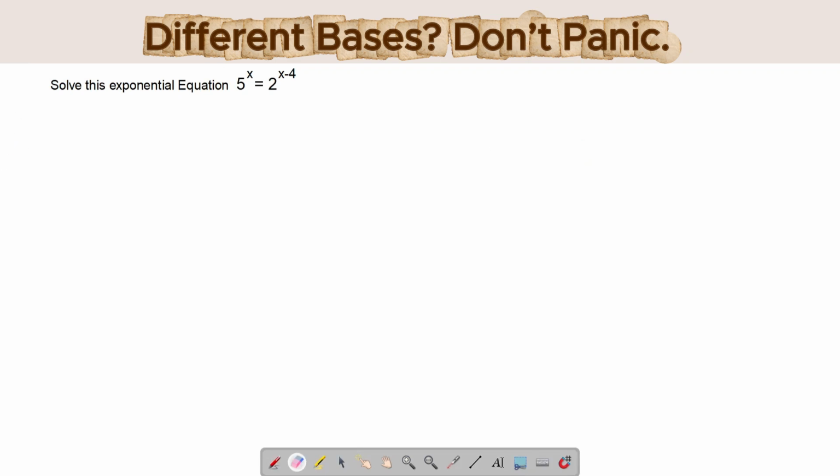Here's a question that confuses a lot of students. 5 to the power of x equals 2 to the power of x minus 4. Different bases, variable in the exponent. You can't combine them, you can't guess. So what do we do? Let me show you the clean way.